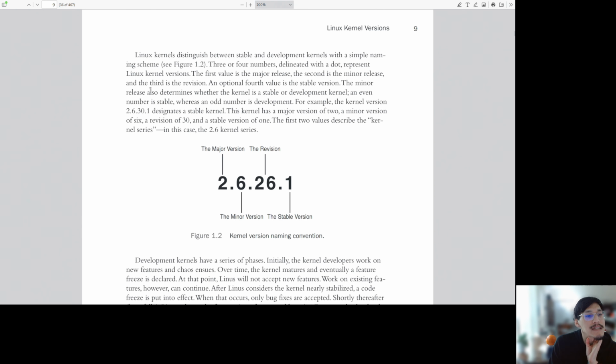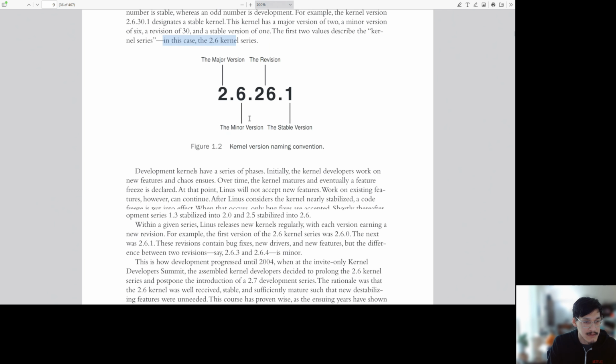The minor release also determines whether the kernel is a stable or development kernel. I don't think that matters anymore. An even number is stable, whereas an odd number is development. Yeah, this is not the case anymore. For example, the kernel version 2.6.30.1 designates a stable kernel. This kernel has a major version of 2, minor of 6, a revision of 30, and a stable version of 1. The first two values describe the kernel series, in this case, the 2.6 kernel series.